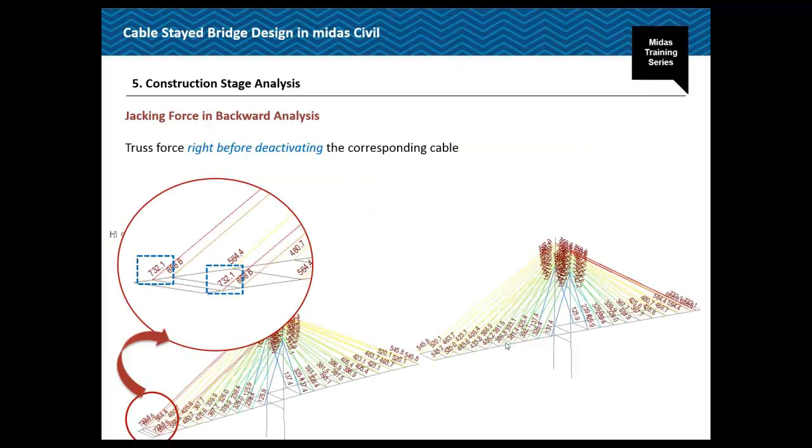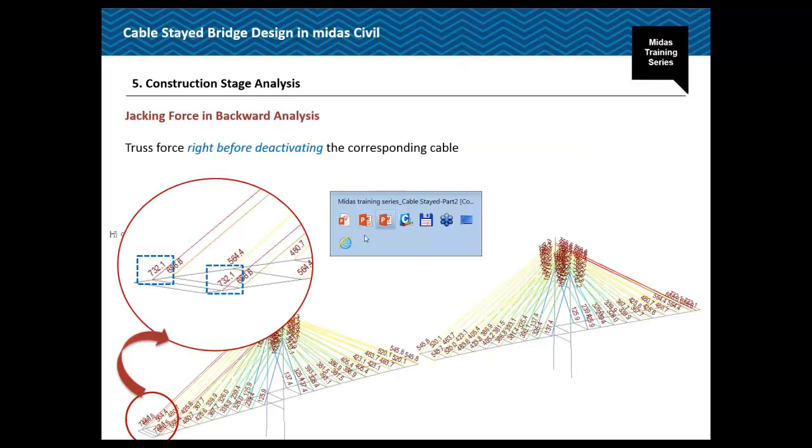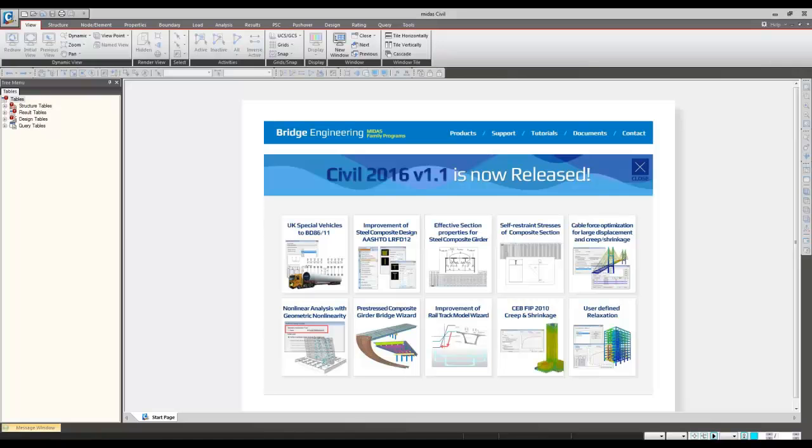But even though it has many limitations, finding the jacking force is quite easy in this method. So as a first try, maybe this method can be used, or for the steel girder cable-stayed bridge, this method must be very useful. And let me show you with the model for this.